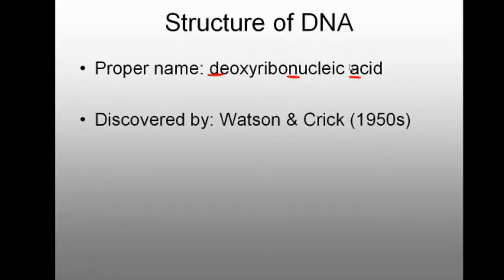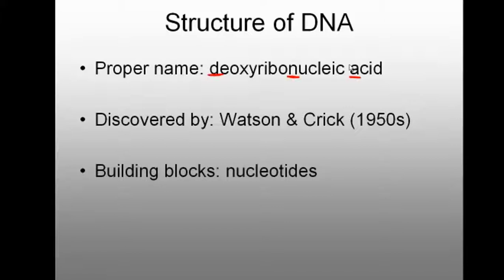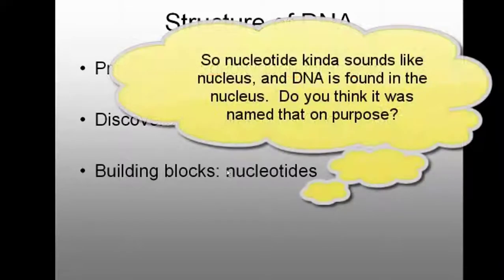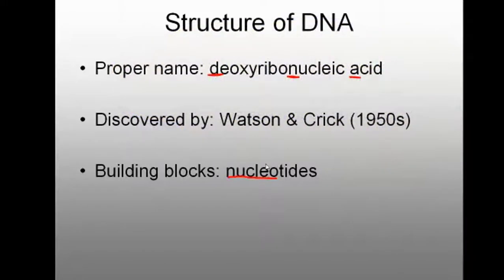Now, DNA was discovered in the 1950s by James Watson and Francis Crick. You already know this. And it's made of what are called nucleotides. Now, nucleo goes with nucleus. So nucleotides are found in the nucleus. So DNA is made of stuff that's found in the nucleus.